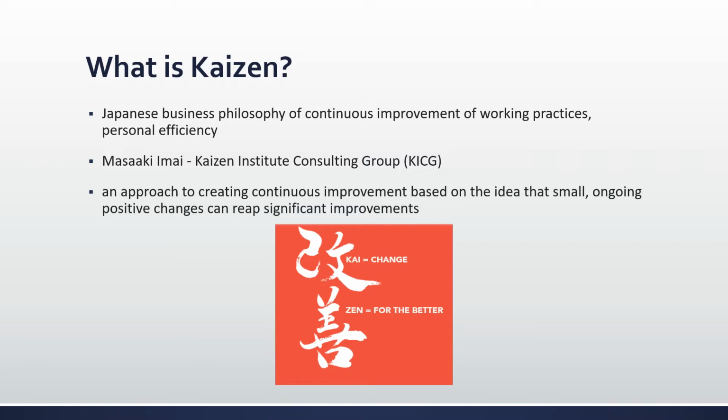Overall, Kaizen is an approach for creating continuous improvement based on the idea that small, ongoing positive changes can reap significant improvements. Typically, it is based on cooperation and commitment and stands in contrast to approaches that use radical or top-down changes to achieve transformation. It is a lean manufacturing tool that improves quality, productivity, safety, and culture in the workplace.